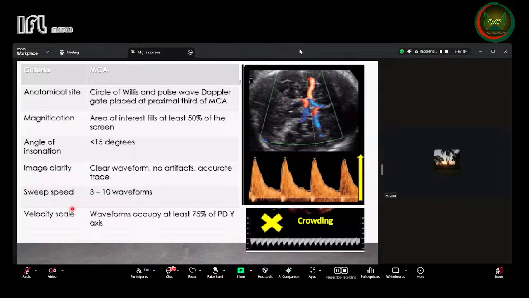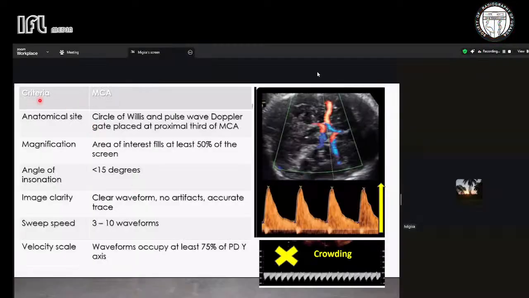So this is just a summary of what I've talked about above. This criteria is by ISUOG. The things you consider when doing your MCA, you look at anatomical site, magnification, angle of insonation, image clarity, sweep speed, and velocity scale. Anatomical site with MCA, you have to make sure you're within the MCA, within the circle of Willis. That's where you find your MCA, then you place.